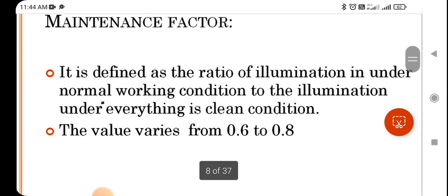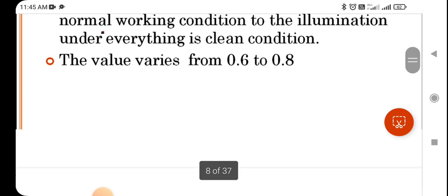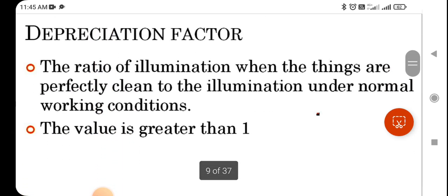This is the maintenance factor, and its value lies between 0.6 and 0.8. It is the ratio of illumination under normal working condition to the illumination when everything is clean. This is the depreciation factor, which is the ratio of illumination when things are perfectly clean to the illumination under normal condition, and its value is always greater than 1.